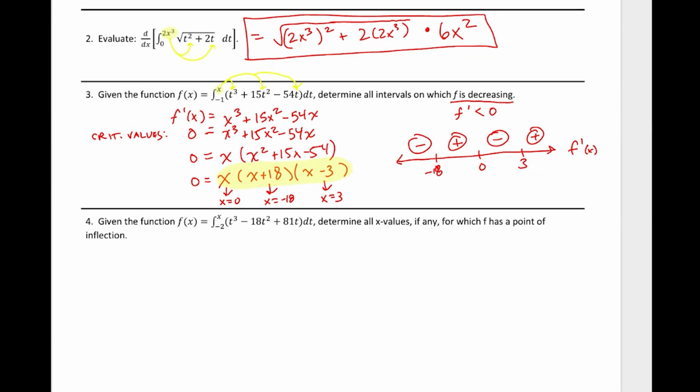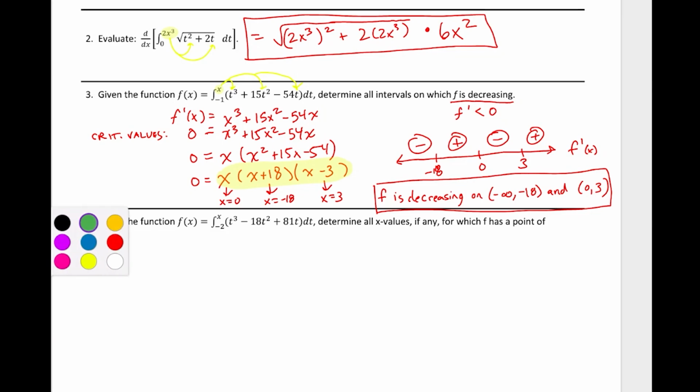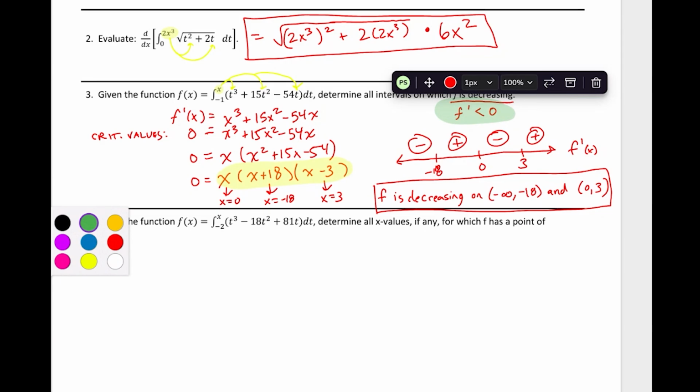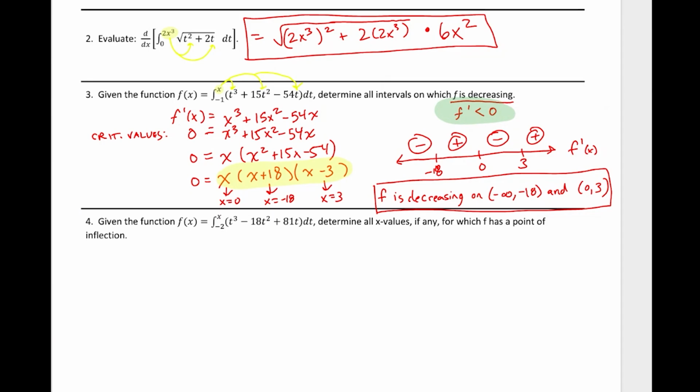Let me just write it like this: f is decreasing on the interval negative infinity to negative 18 and the interval 0 to 3. Now I'm kind of out of room. It didn't specifically ask me to justify my answer here, but if you need to justify your answer, the justification is really this right here: it's decreasing on those intervals because f prime is negative on those intervals. So I'm just going to make a little note here that this is the justification.